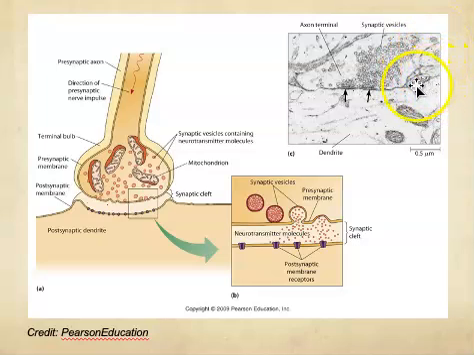Over here, this is the membrane of a dendrite on another neuron. These are all little vesicles full of neurotransmitter. We call them synaptic vesicles. They've got to fuse with this membrane, release their neurotransmitter into the synaptic cleft, where it can bind to the postsynaptic membrane and cause something to happen, either an excitatory potential or an inhibitory potential.